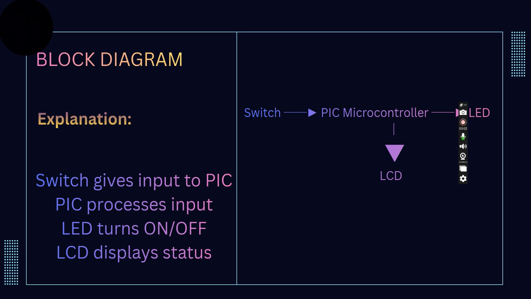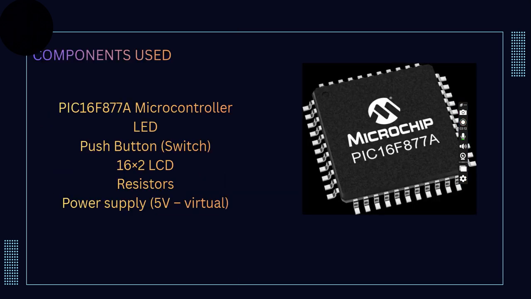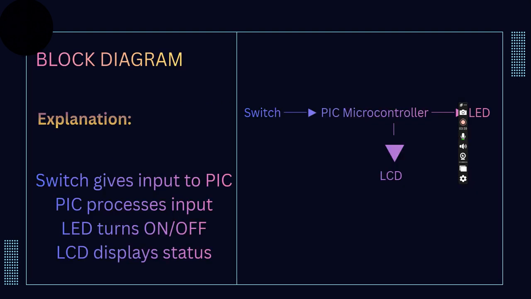We also use resistors and a 5-volt power supply. The resistors are mainly used for current limiting, for example, in series with the LED to protect the components from excessive current. The regulated 5-volt power supply powers the PIC 16F877A, the LCD and other components, because this microcontroller is typically designed to operate at around 5 volts.